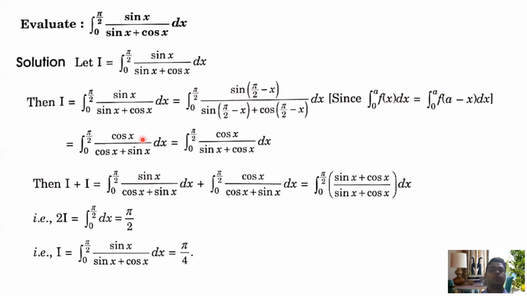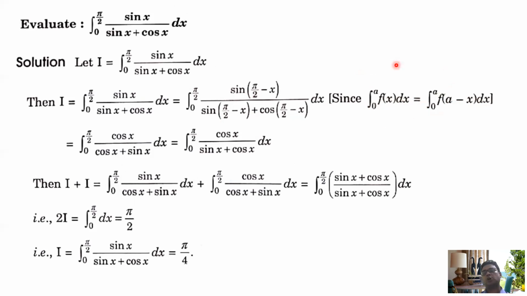Now this is also a very important question for you. In my last lecture I had discussed one example with root under sin x by root under sin x plus cos x. Here the square root is replaced by only sin. Try to understand the same logic. Let I equal the integral from 0 to pi by 2 of sin x by sin x plus cos x dx. Now I equals the integral of sin of pi by 2 minus x by sin of pi by 2 minus x plus cos of pi by 2 minus x dx, because the integral from 0 to a of f(x) dx equals the integral from 0 to a of f of a minus x dx.